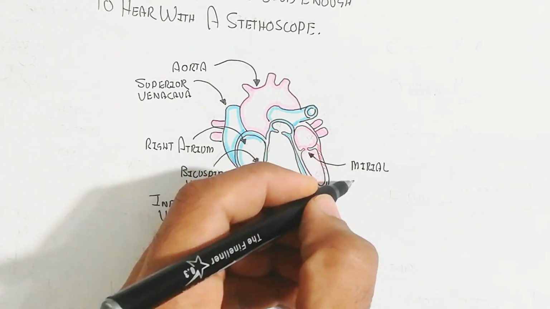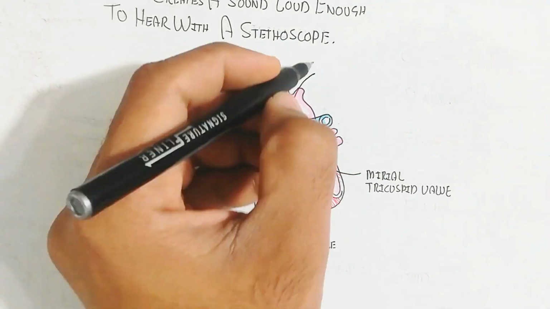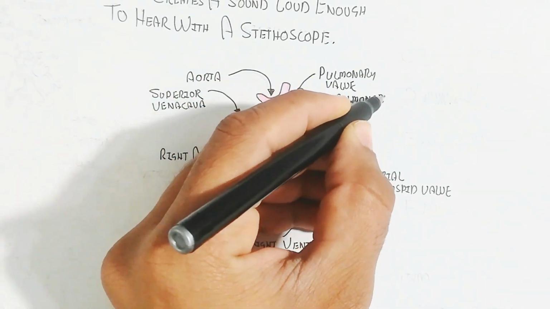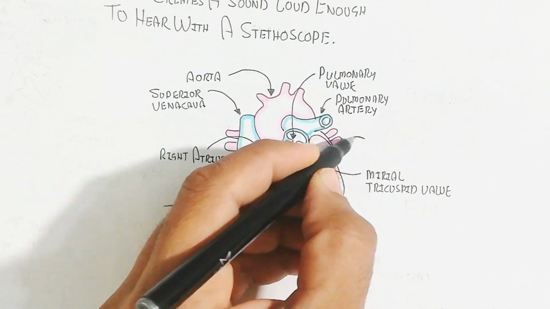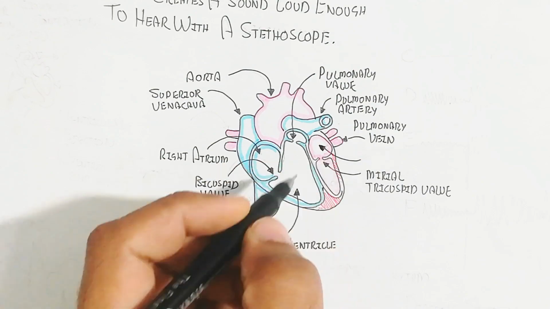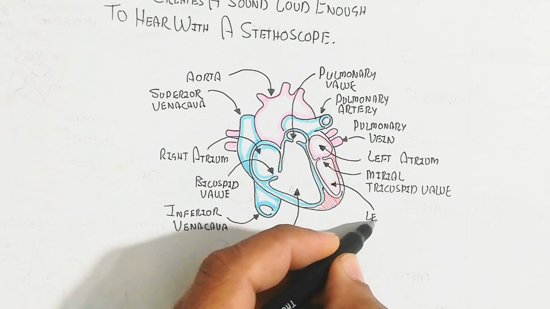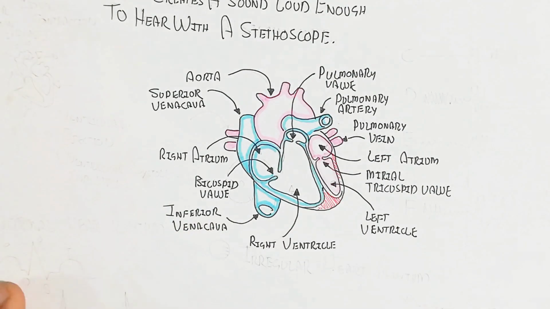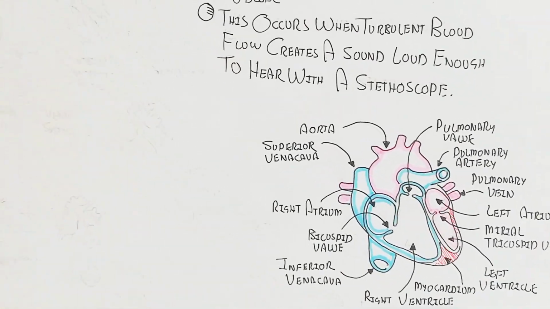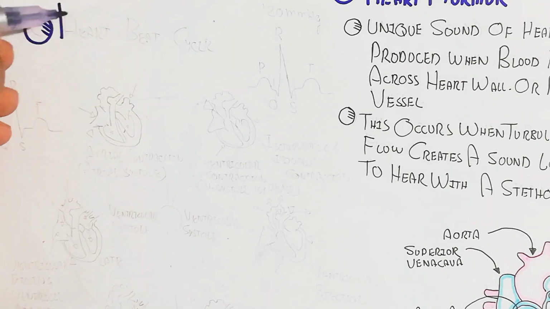So this is the bicuspid valve, the mitral valve. Remember the tricuspid valve, and this is the pulmonary valve, and this is the pulmonary artery, while this is the pulmonary vein, which contains oxygenated blood in the pulmonary circulation, while the systemic circulation is the opposite. So this is the left atrium and left ventricle, which eject oxygenated blood toward the periphery. Anyhow, let's begin to understand the heartbeat cycle.